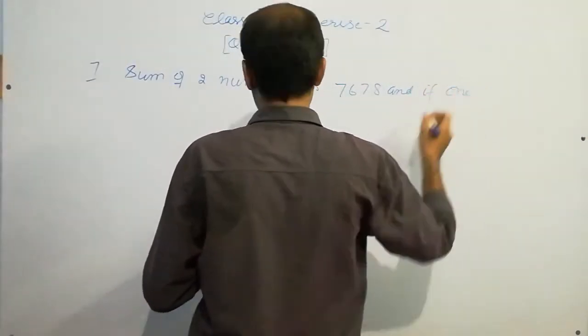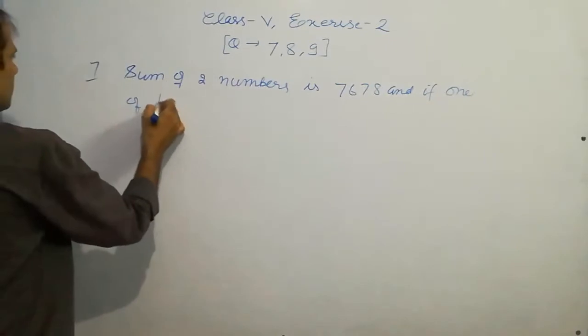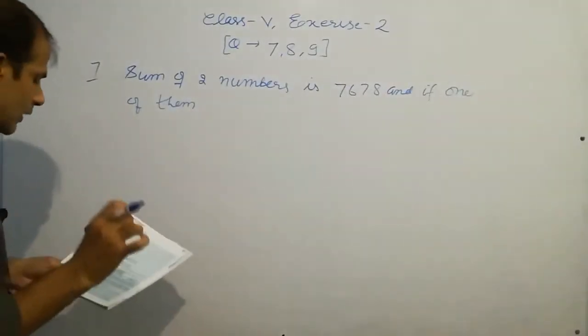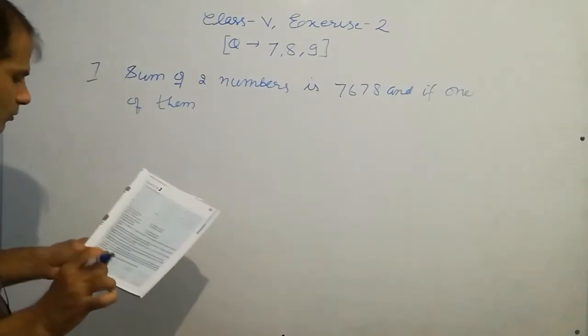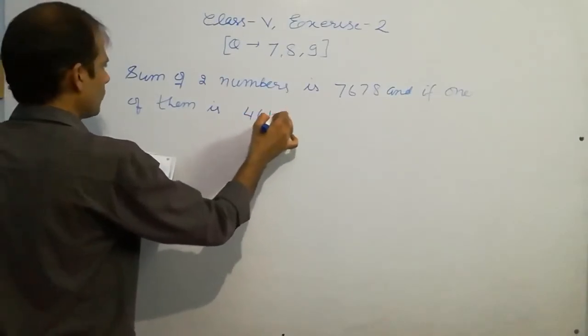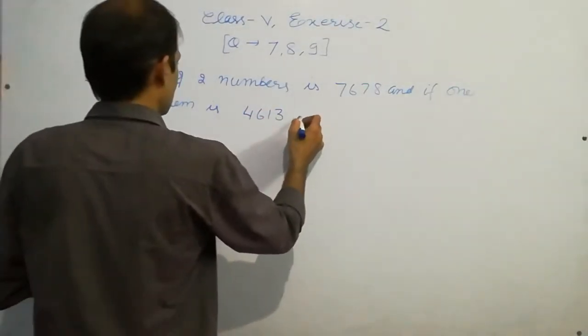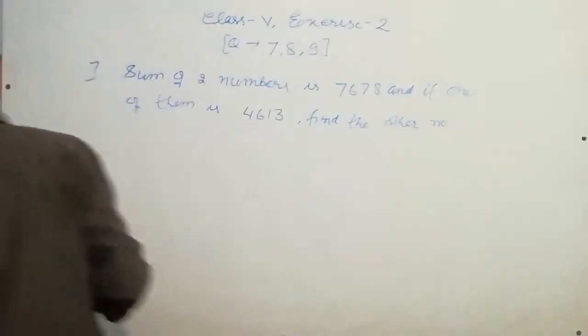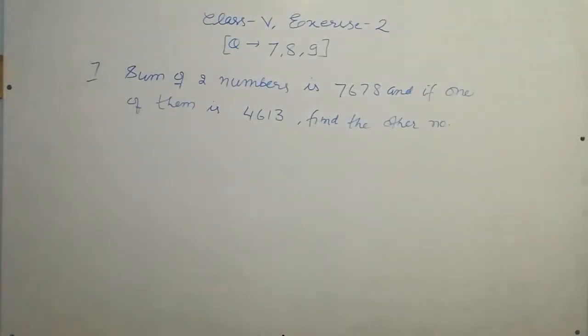and if one of them... so in this book there is a misprint. It is written THEN in the book. So it is THEM. Okay, so make a correction. If one of them is 4613, find the other number. Now it is given that the sum of two numbers is 7678, and one number is 4613. Find the other.